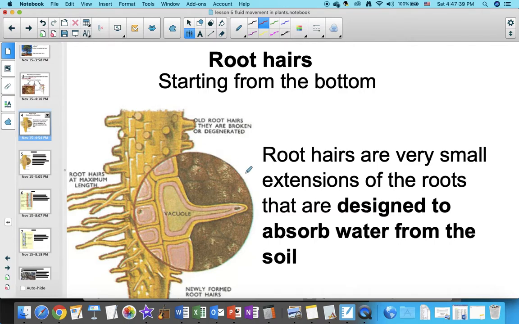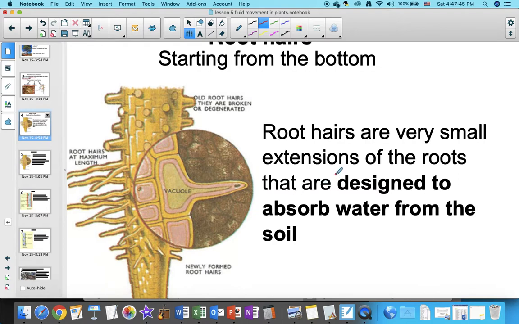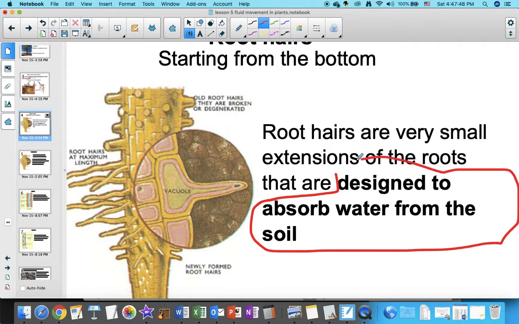So root hairs, starting from the bottom. Root hairs are very small extensions of roots, and their job is to absorb the water from the soil. So when it rains, or if there's a river nearby or something, if there's water in the ground, the root hairs will absorb that water because there's a lot of water here. There's a ton of water on the outside, right? So we have a high concentration here, and just through diffusion, because there's a low concentration of water here, the water will be pulled and move into the cell, right? And over time, that water will move up the plant, right?